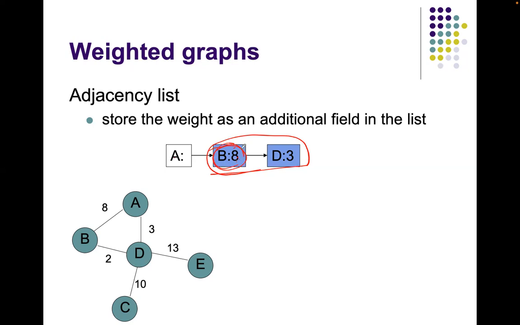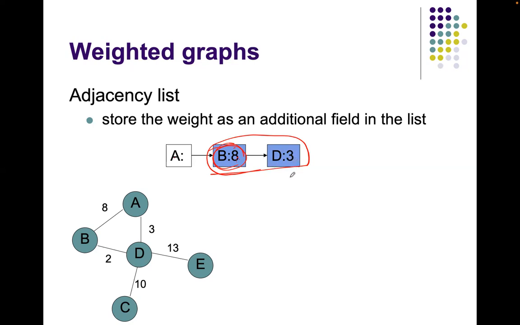All right, so this is going to look like this. A has this list, B and D. B will be associated with the weight which is associated with A to B, and D will be associated with the weight by which A and D are connected.